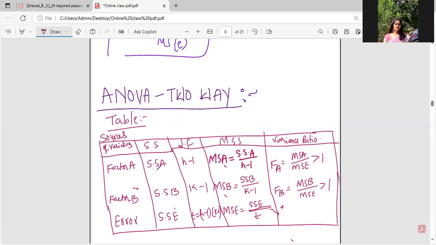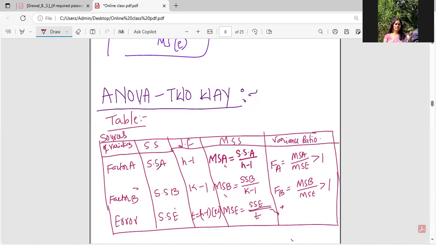Now, what does the ANOVA two-way table have? Factor A, factor B. Two different things are there, like machines and analysts, machines and engineers kind of thing. So sum of squares of A, sum of squares of B. Of course, error also will be there, sum of squares of errors. Degrees of freedom, as we all know, it's always minus 1 of the value: H minus 1 and K minus 1, and then for the error it is H minus 1 into K minus 1.